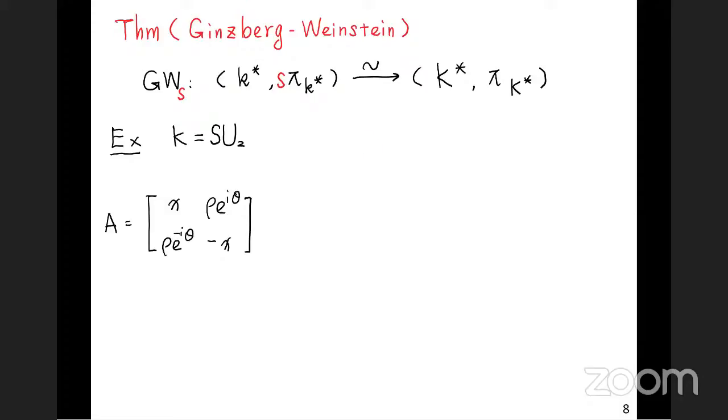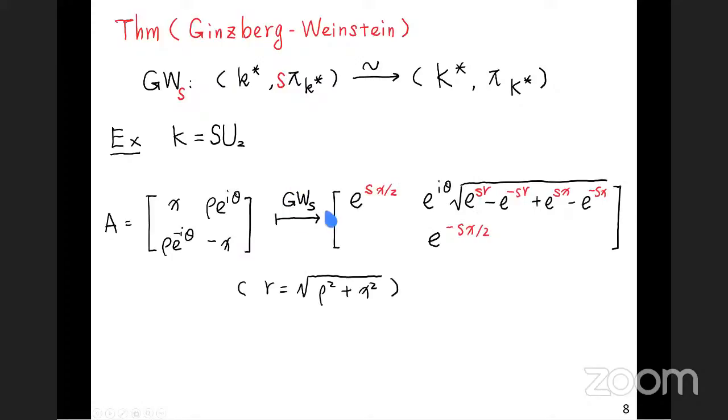For K equals SU(2), little k star is identified with Hermitian matrices. Under this Ginzburg-Weinstein map, it becomes upper triangular matrices with real diagonal, and the last entry is given by this function. Because I put S here, there's S in all these coefficients. And R is just the square root of rho squared plus x squared. This map looks like some exponential, but actually it's not.